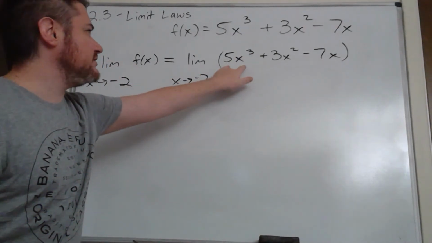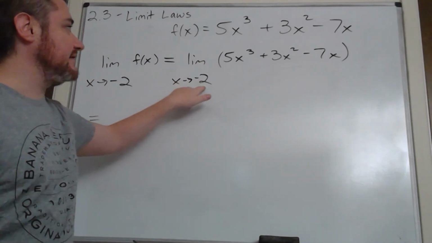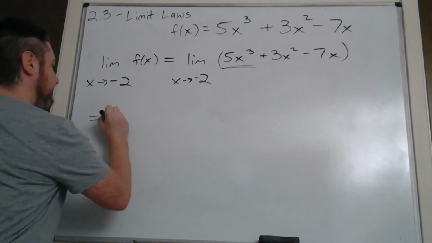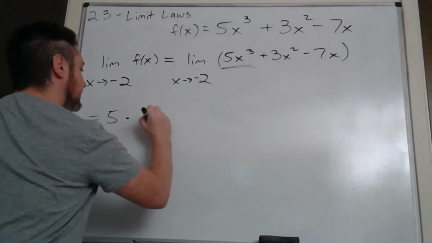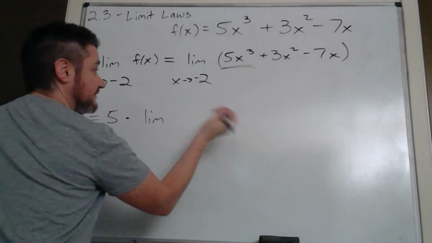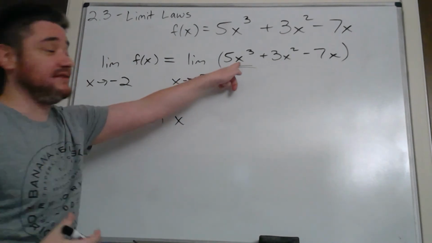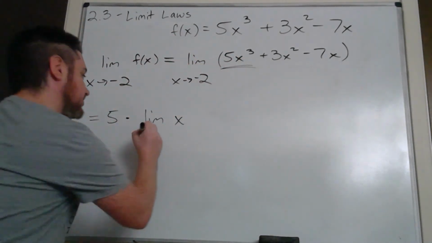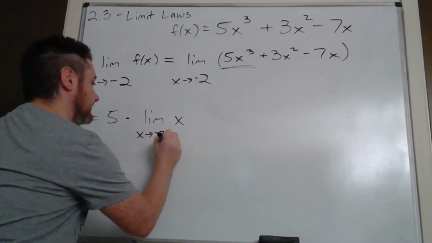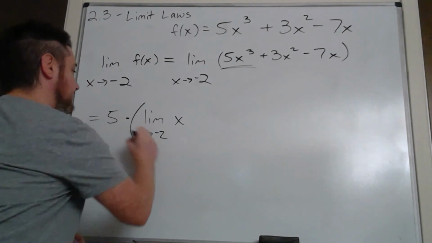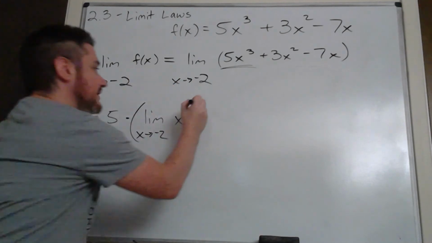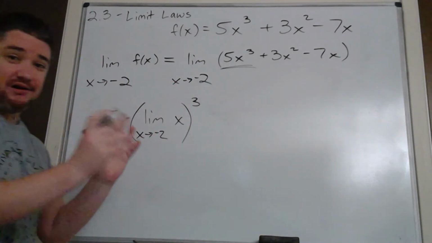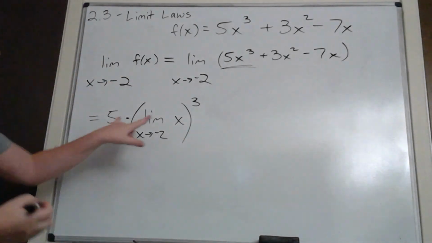Okay, so this first term, the limit as x approaches negative 2 of 5x cubed, I could write as 5 times the limit of just the function x, right? So that's the piece right there. That's the function as x approaches negative 2, right? And then I'm taking that limit and then cubing that, right? That's the idea. So if I wanted to simplify, you could argue simplify, but it also looks kind of ugly. I've got that going on.